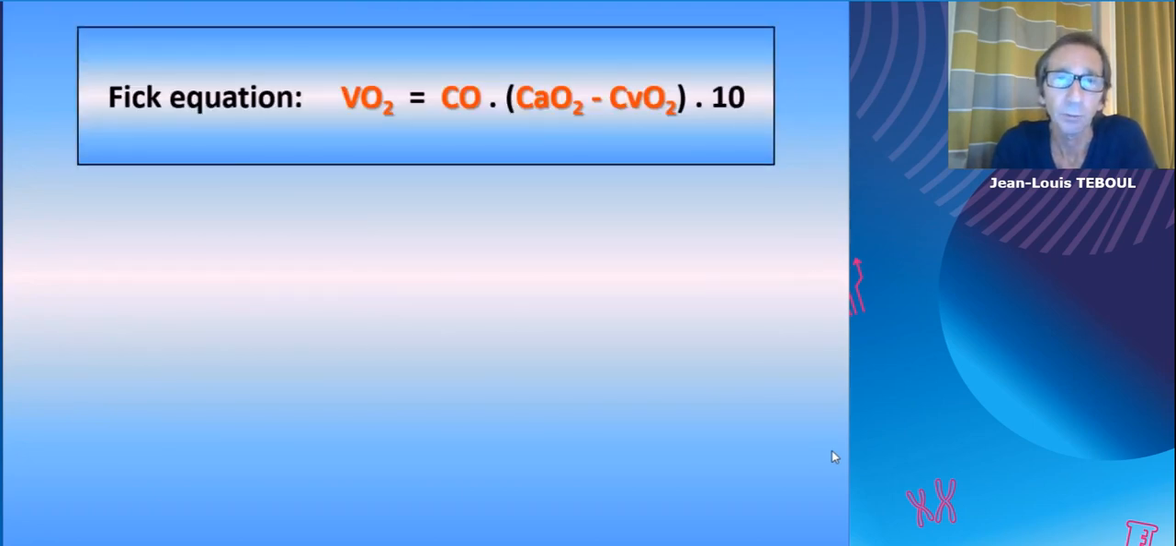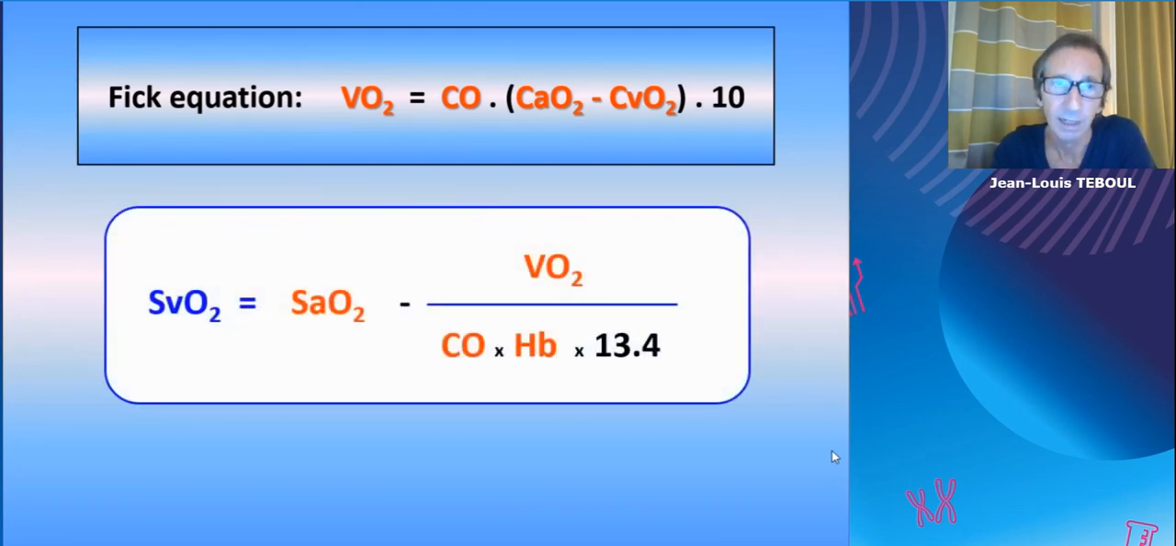According to the Fick equation applied to oxygen, VO2, oxygen consumption, equals cardiac output times the arteriovenous oxygen content difference times 10. If we manipulate this equation, we can obtain the following one: SvO2 equals SaO2, which is the arterial oxygen saturation, minus VO2 divided by cardiac output times hemoglobin concentration times 13.4.